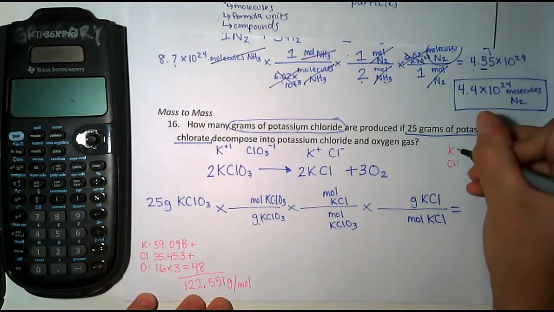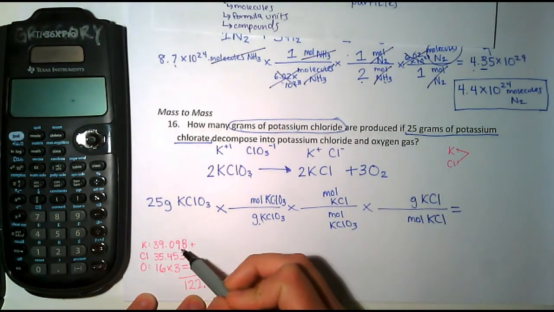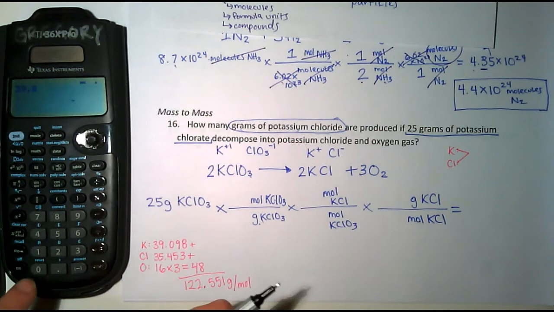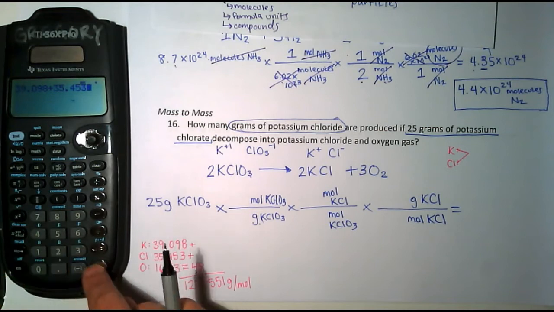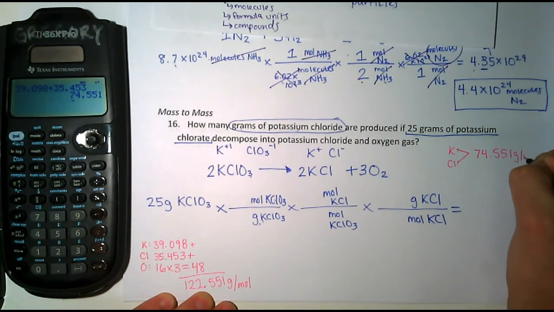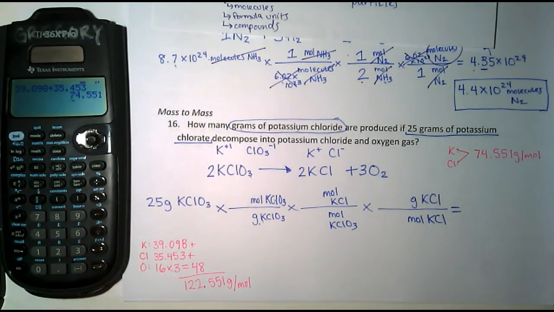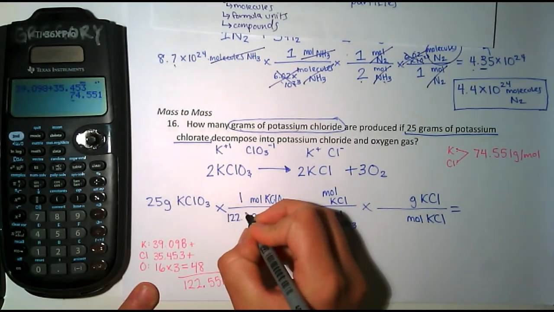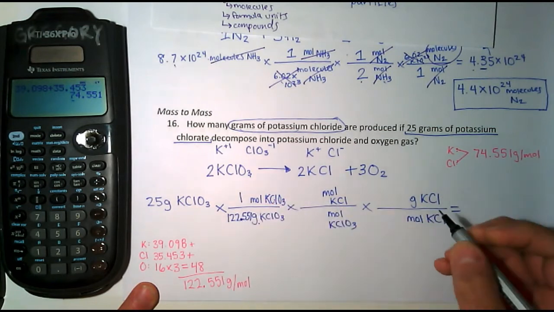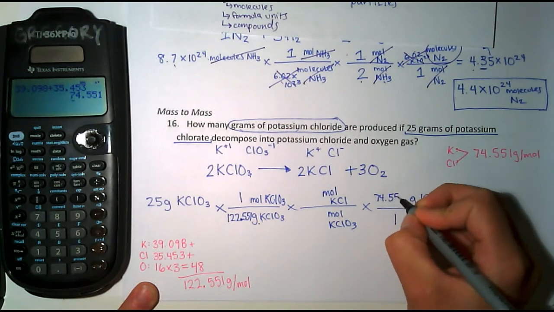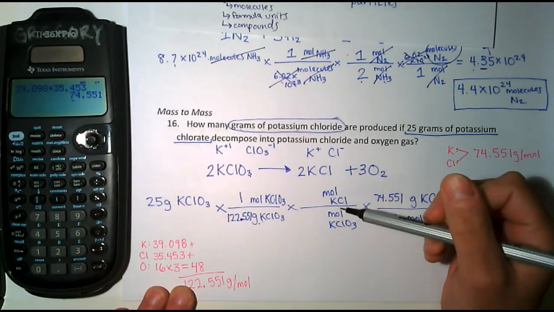Okay, and then up here, potassium and chlorine, we just need to add up 39.098 plus 35.453. And that gave us 74.551 grams per mole. So now we have some numbers to fill in. So 1 mole of KClO3 is 122.551 grams. And then 1 mole of KCl is 74.551 grams. And then last but not least, we need to do our mole-to-mole ratio.